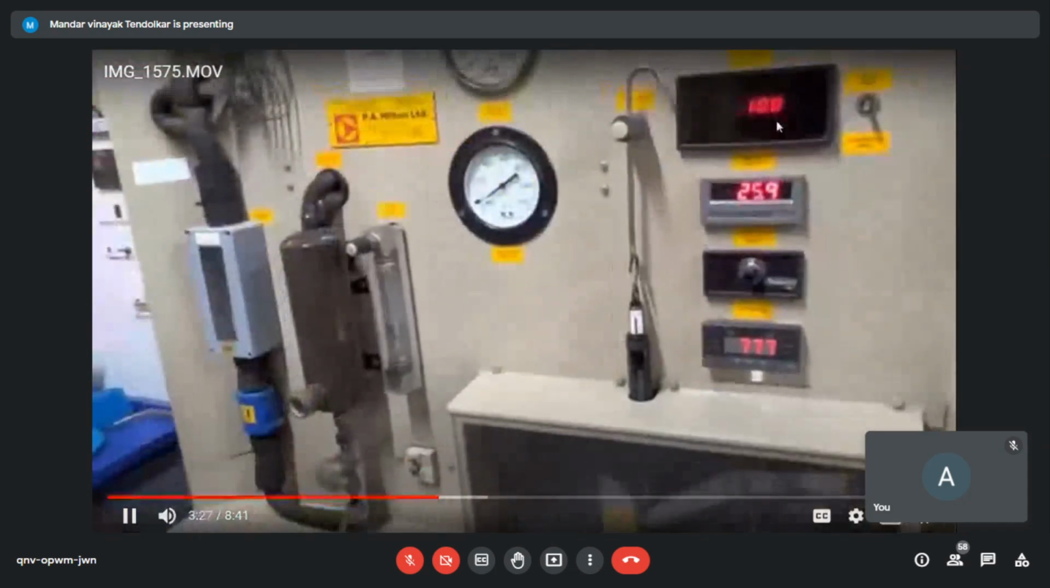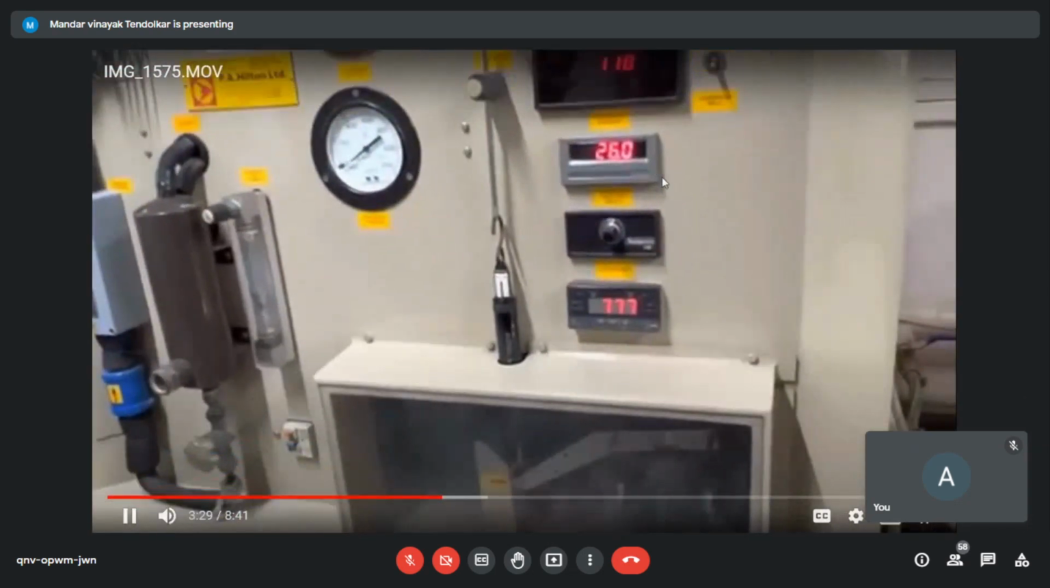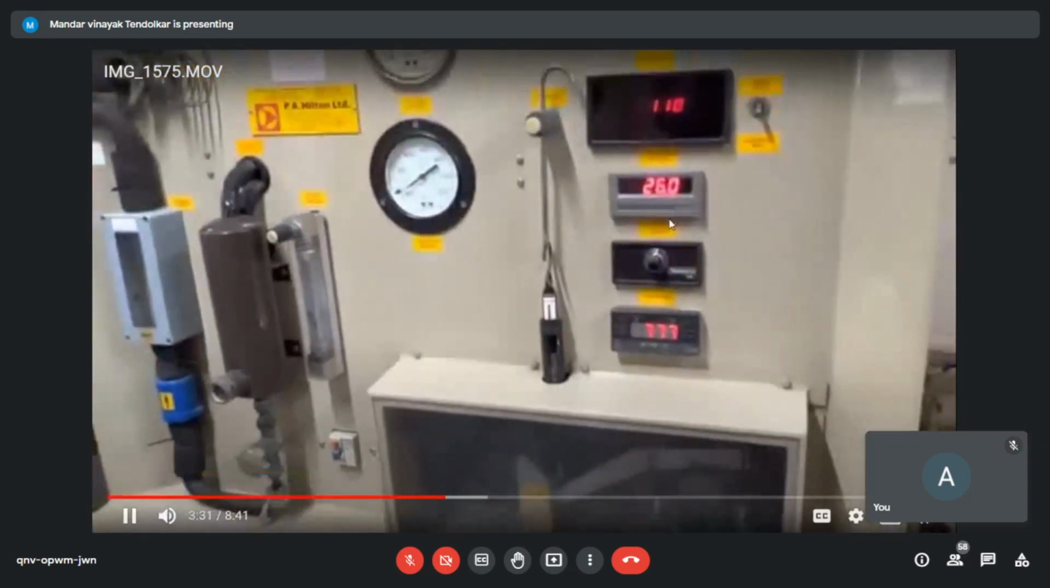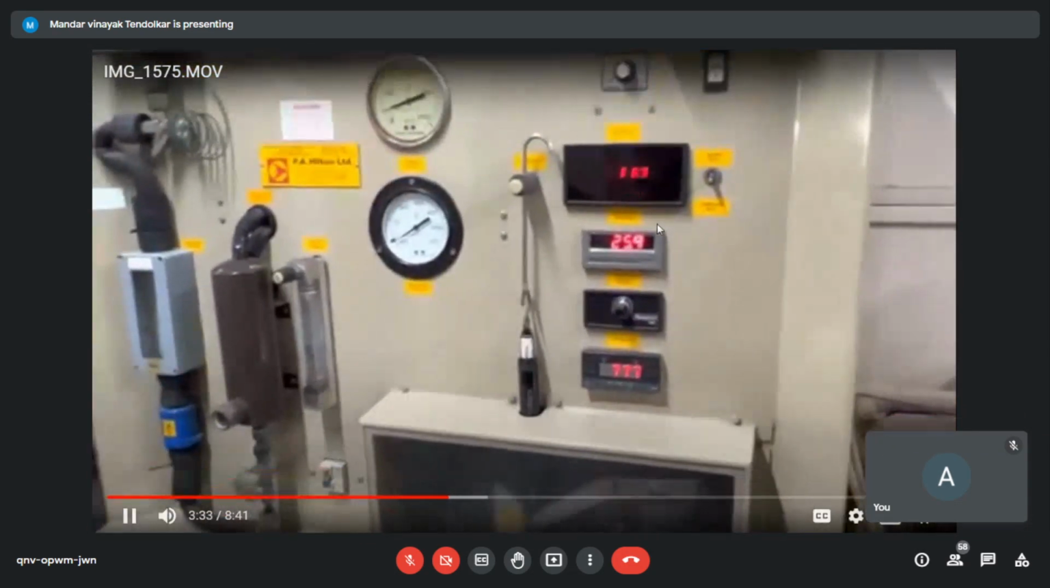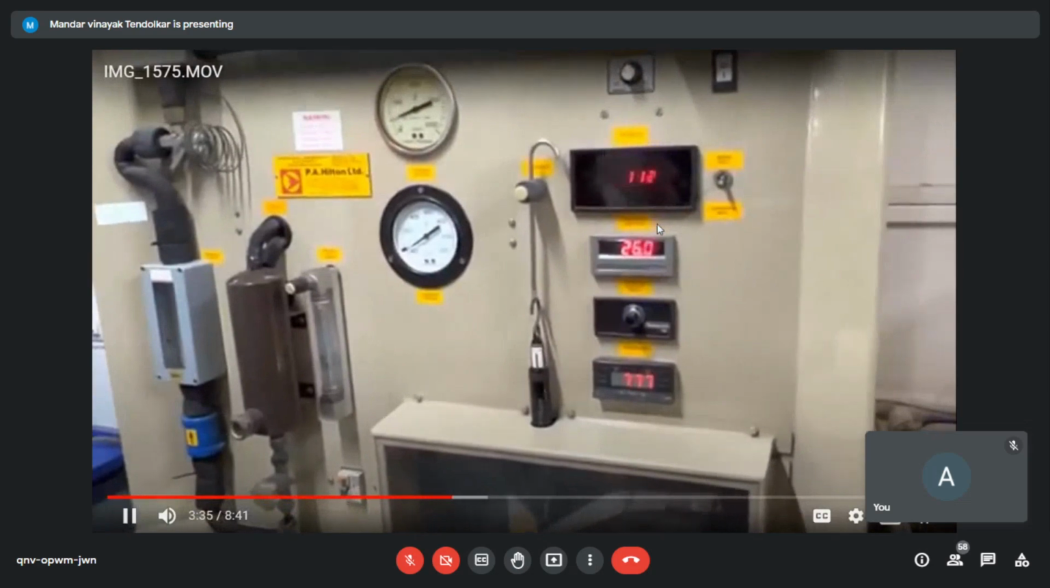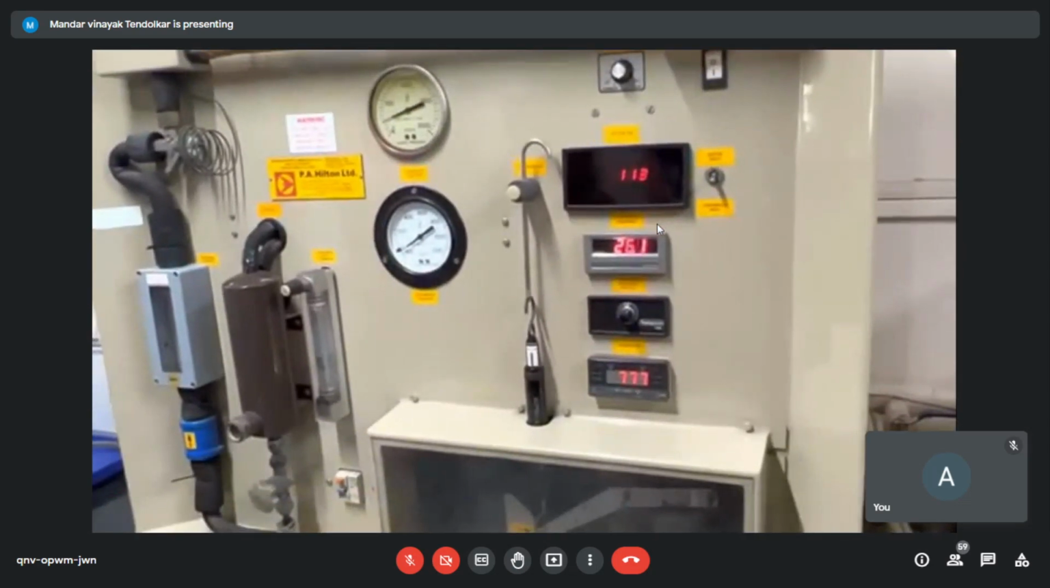You can see over here the fluctuation 105, 108. That is the evaporator load. Here are the temperatures. Now he will show you the temperature variation T1, T2, T3, T4, T5 and T6.